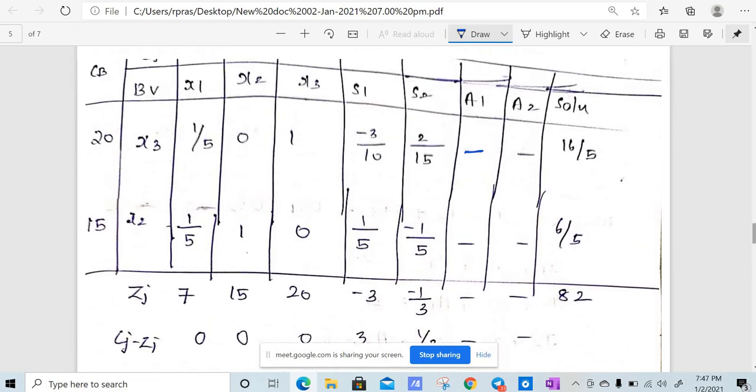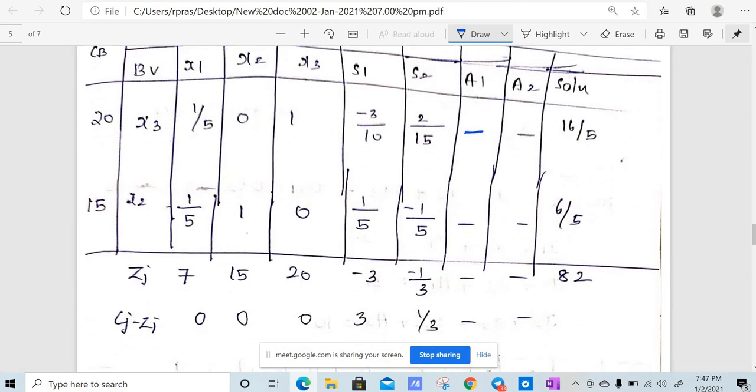That means our minimum is attained. So what is the value for x3? It is 16 by 5. And what is the value for x2? It is 6 by 5, and there is no x1 inside, so x1 will be 0, and the minimum value is 82, right? So that's it.